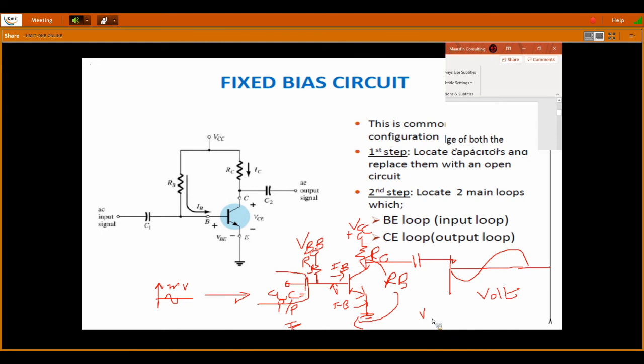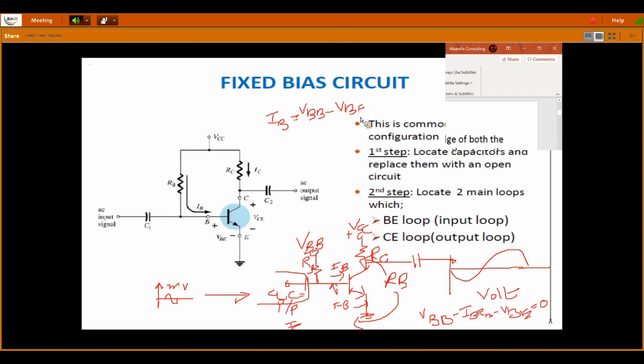So VBB minus the drop across the resistance RB, which is IB RB, minus VBE, the base to emitter junction voltage, is equal to 0. This is your KVL when I apply it at the input. From this equation, I will find the amount of base current. IB is equal to VBB minus VBE divided by RB.